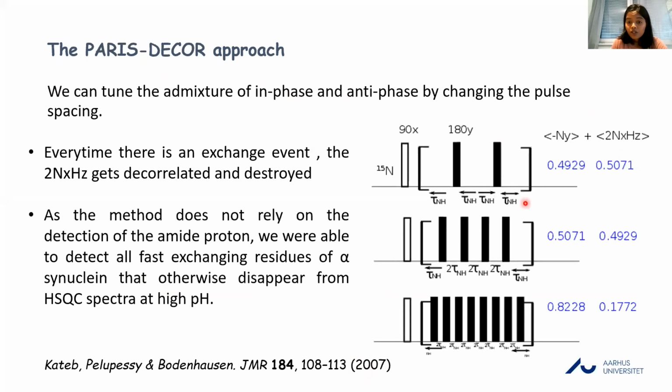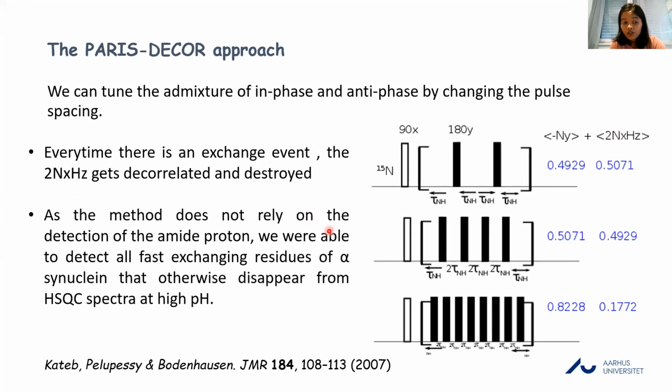In this method, CPMG spin echo trains are inserted on the nitrogen channel, while keeping the total CPMG time constant. So each time the total time is constant, we're basically only varying the number of pi pulses. And this helps us generate admixtures of in-phase and antiphase operators. Now, every time there's an exchange event, the signal from the antiphase operator gets decorrelated. There's a signal loss every time there's an exchange event, and this signal loss reports directly on our exchange kinetics. So every time there's an exchange event, the antiphase operator gets decorrelated and destroyed.